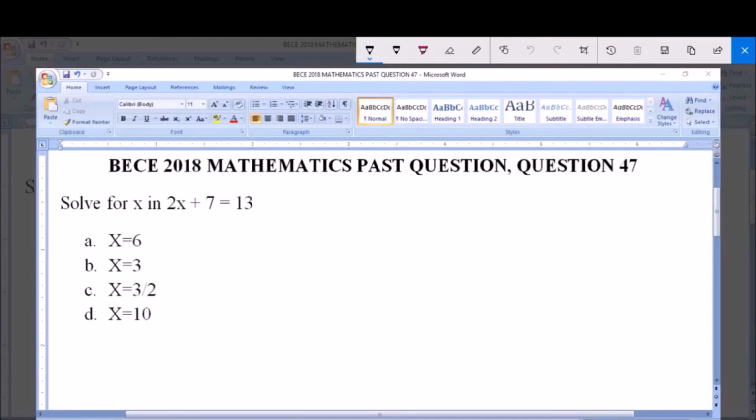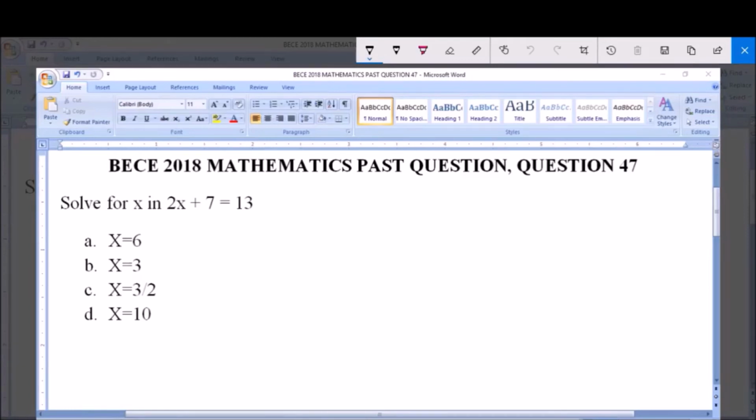Hello, good day and welcome. Today we're going to be dealing with BECE 2018 Mathematics Past Question, question 47. Solve for x in 2x plus 7 is equal to 13. A, x is equal to 6, B, x is equal to 3, C, x is equal to 3 over 2, and D, x is equal to 10.